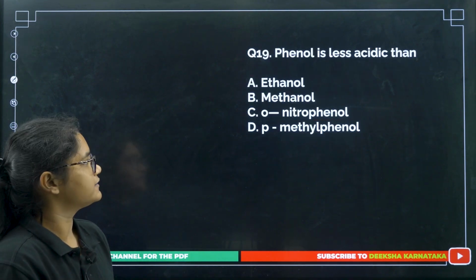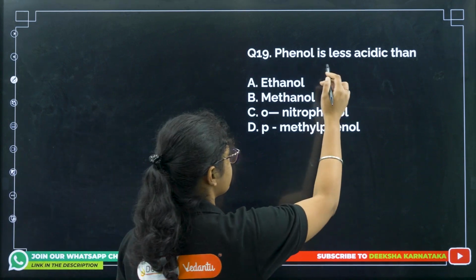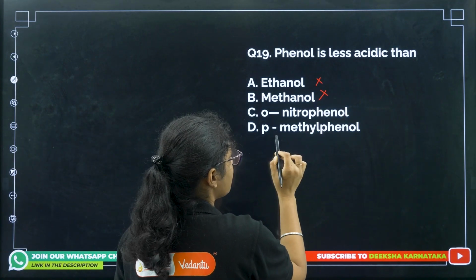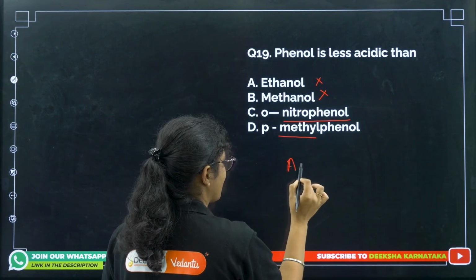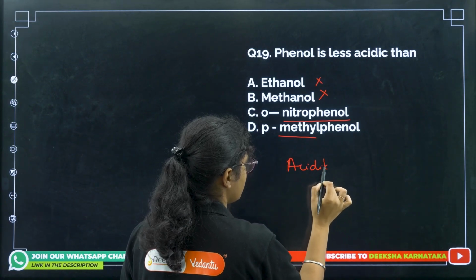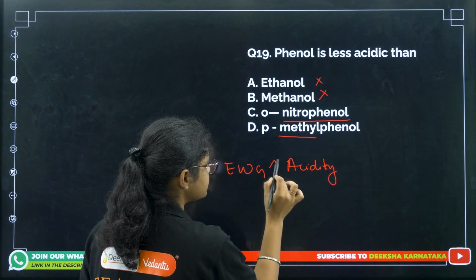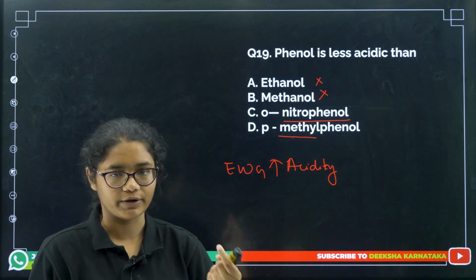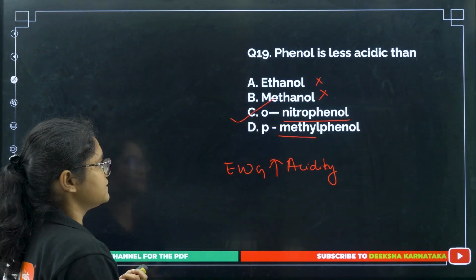Okay. Next, phenol is less acidic than. Phenols are generally more acidic than alcohols, so we can eliminate these options. Now para-methylphenol and ortho-nitrophenol. Remember, for acidity, what is required? An electron withdrawing group increases acidity. Here methyl is a donating group, nitro is a withdrawing group. So acidity will increase in ortho-nitrophenol, option number C.